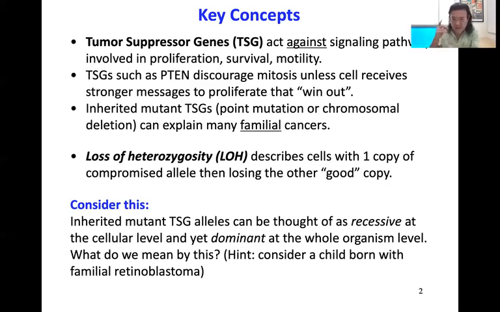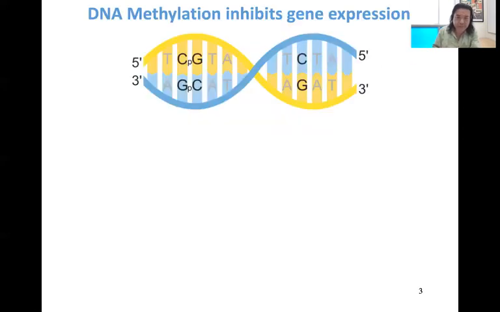And as a hint, think about what we talked about, a child born with familial retinoblastoma and what takes place inside of his or her body. Right. Let's talk about different ways that tumor suppressor genes can have their expression negatively impacted.